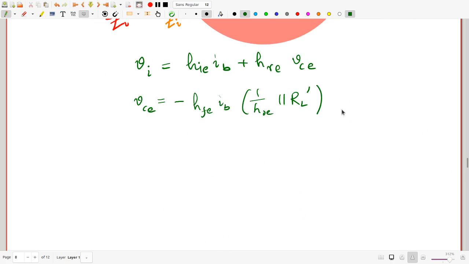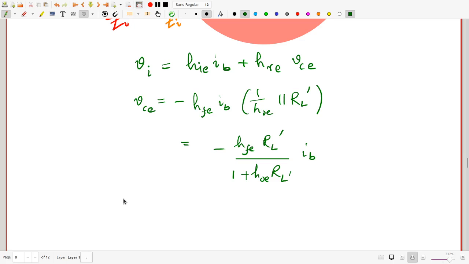So now that you have this, of course this is simply minus HFE 1 by HOE into RL prime by 1 by HOE plus RL prime. So it just works out to be RL prime by 1 plus HOE RL prime times IB. This result, by the way, should be pretty familiar from the last video. We had actually used this to calculate the voltage gain that time, simply by dividing VCE by VI.